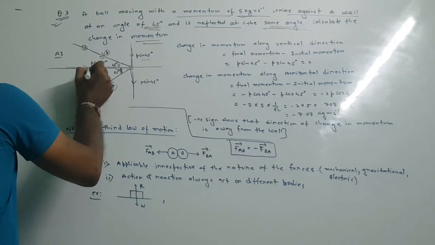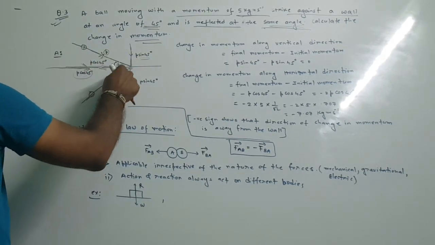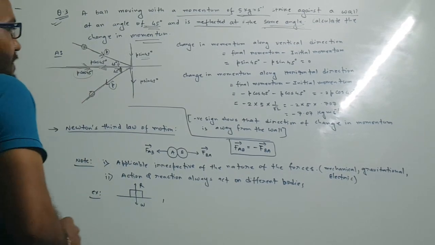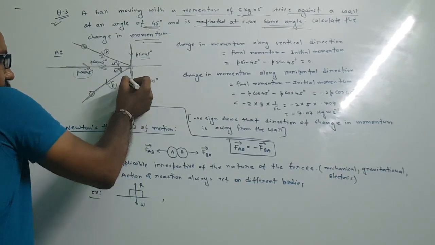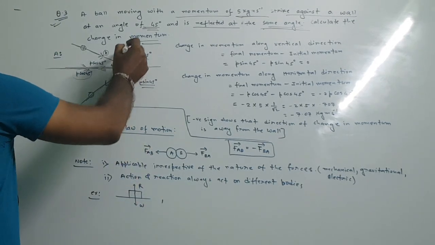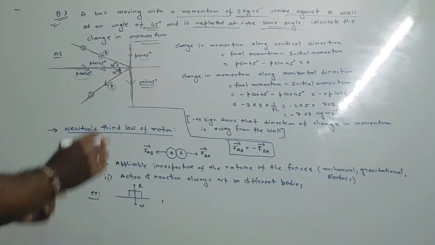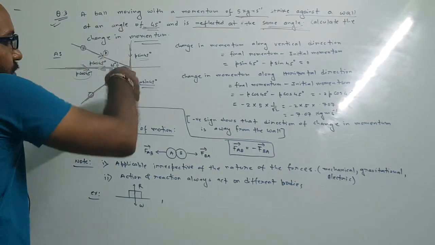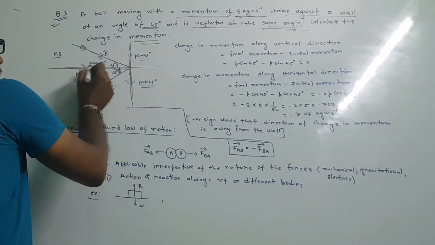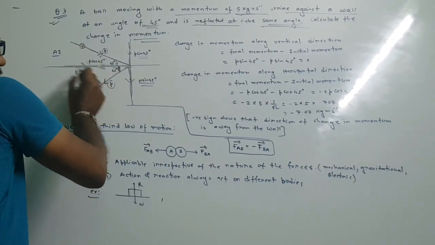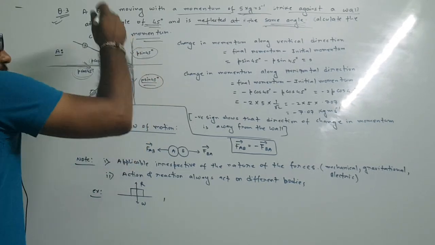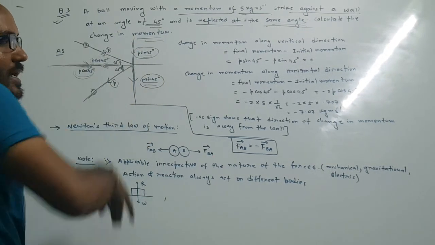For the incoming momentum, this is P cos 45 in the positive x axis, and for the reflected momentum, this is P cos 45 in the negative x axis. And what will be the perpendicular component? The perpendicular component will be P sin 45 degree. Now in a 2D problem, we have to resolve the perpendicular component and horizontal component individually. So we have two horizontal components of momentum, P cos 45 each, and two components of momentum in the perpendicular or vertical direction.